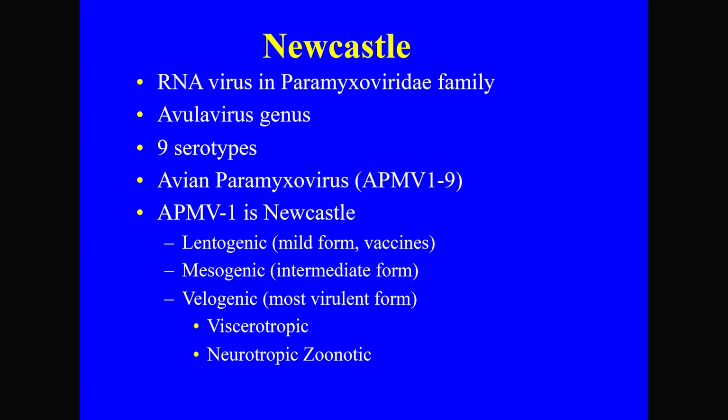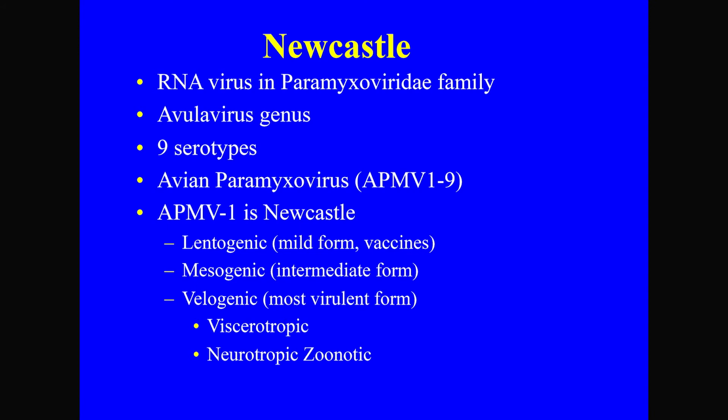It is in the Paramyxoviridae family. It's referred to as Avian Paramyxovirus as the genus. There are 9 serotypes. Pretty much, avian paramyxovirus is abbreviated as APMV, and there's 1 through 9. Newcastle is the type 1.